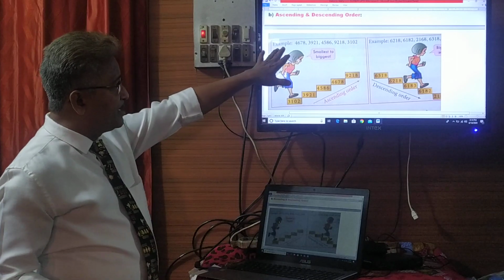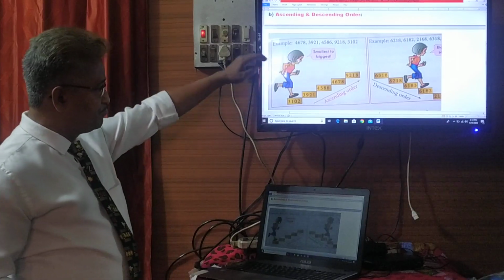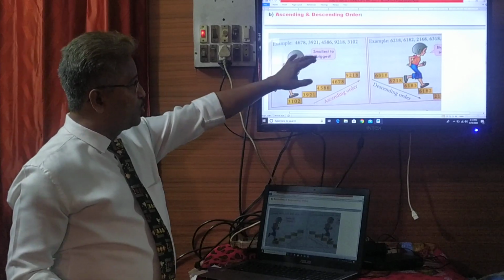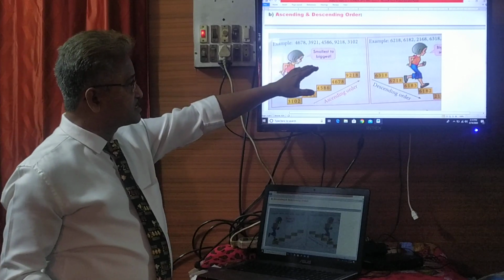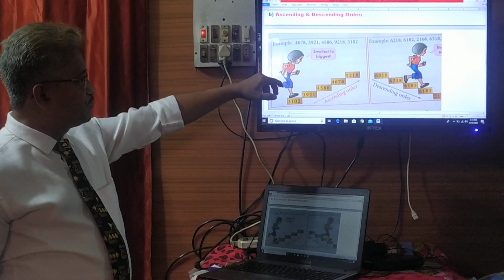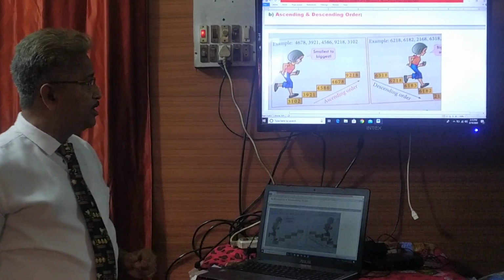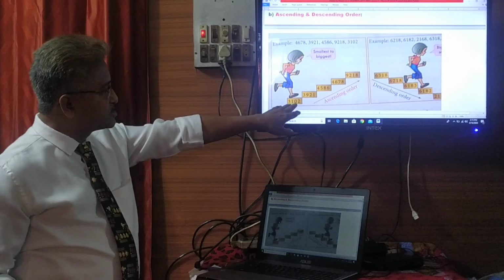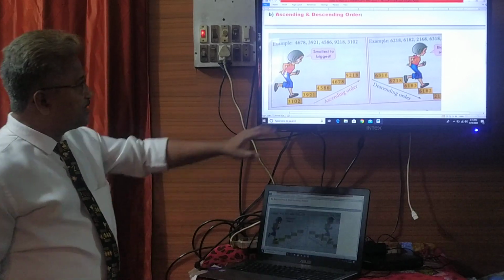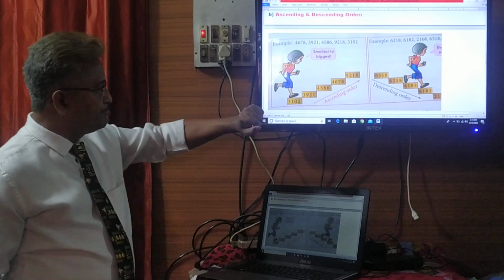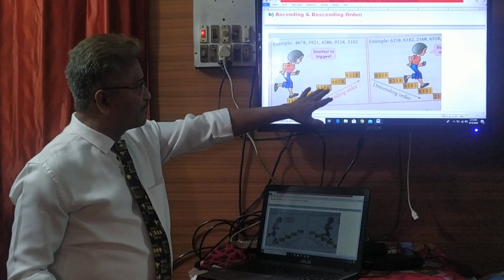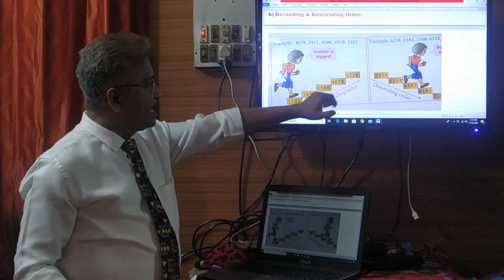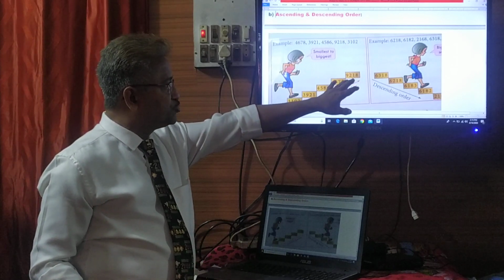In the first example we have 5 numbers: 4678, 3921, 4586, 9218, 3102. Now here if you look, 3102 is the smallest number, then we have 3921, then we have 4586, then we have 4678, and finally we have 9218.